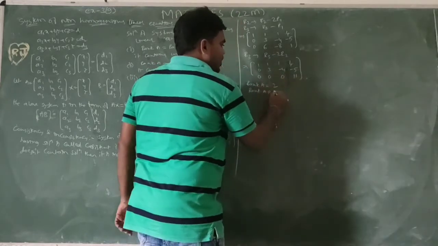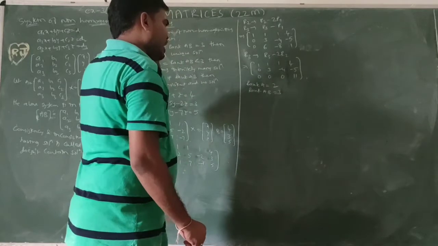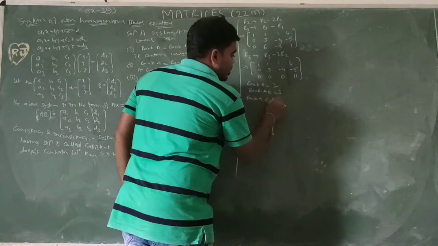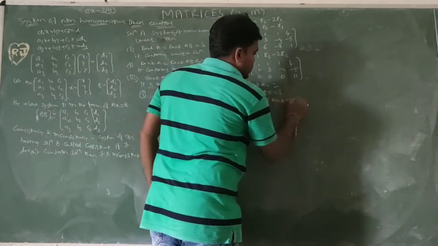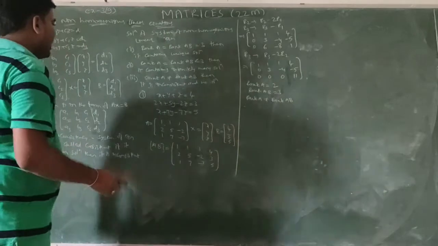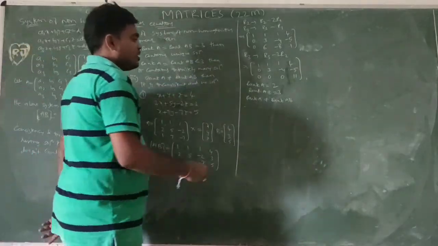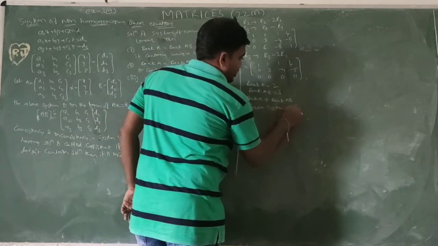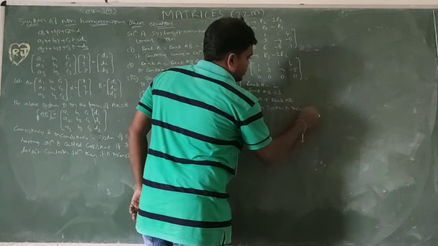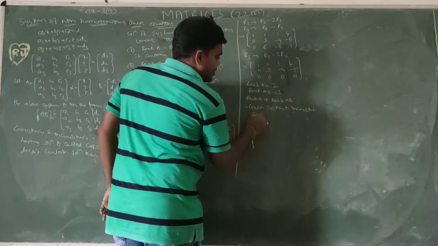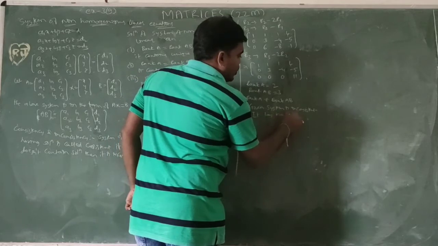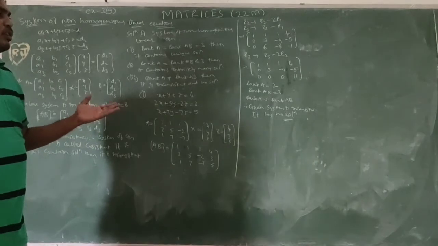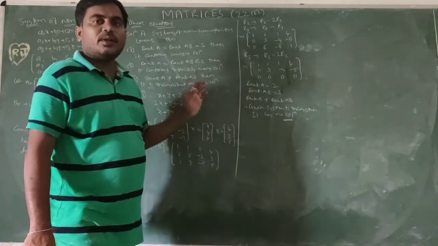So rank AB equals 3. Rank A equals 2, rank AB equals 3. Therefore, rank A is not equal to rank AB. Therefore, if rank A and rank AB are not equal, then it is inconsistent. The given system is inconsistent, so it has no solution. If it has a solution, we need to complete the solution. But if it doesn't contain any solution, the problem is completed here only.